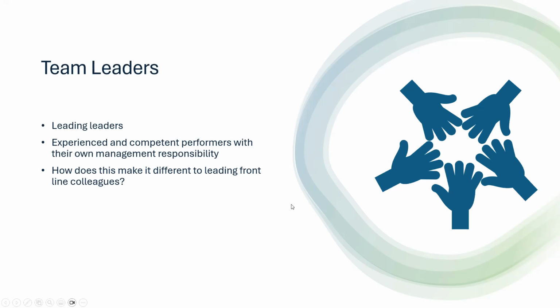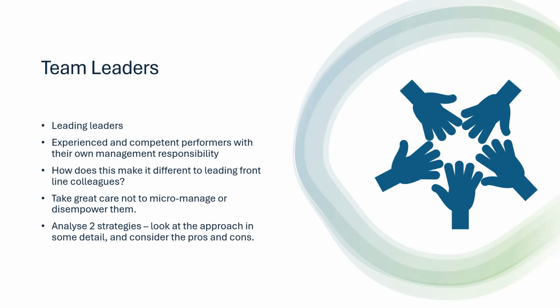So how does this make them different to leading frontline colleagues? I think what I would say is that even more so, we need to take care not to micromanage, overly direct, or disempower these experienced, competent performers. So I think that trust is really important when it comes to effectively managing team leaders, and it may well be that we need to show trust.